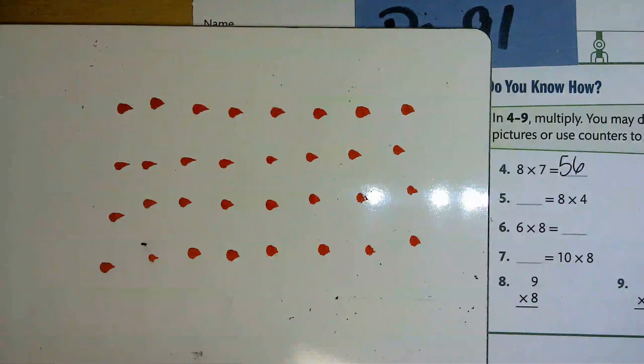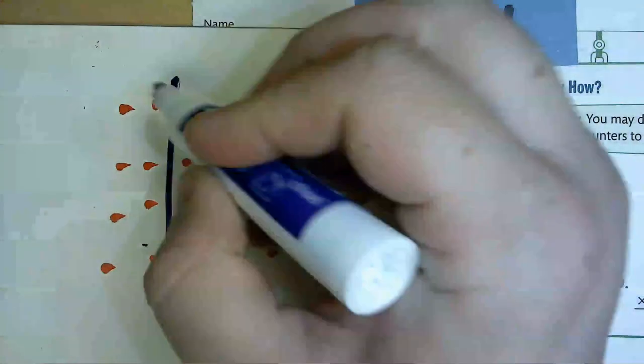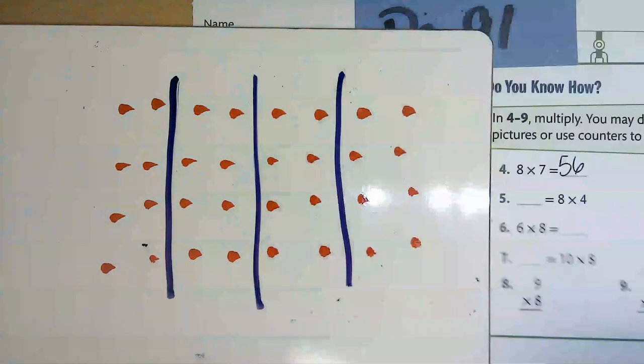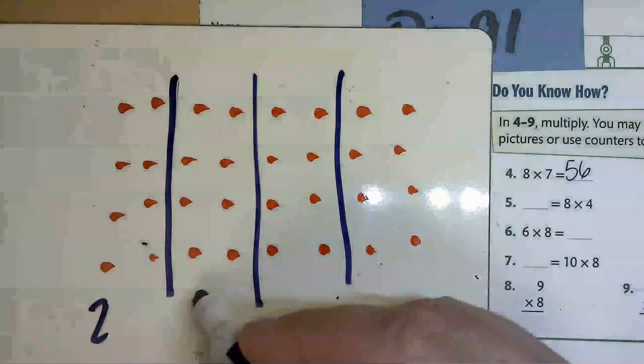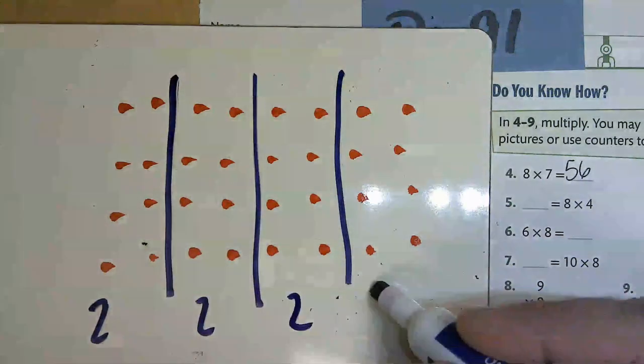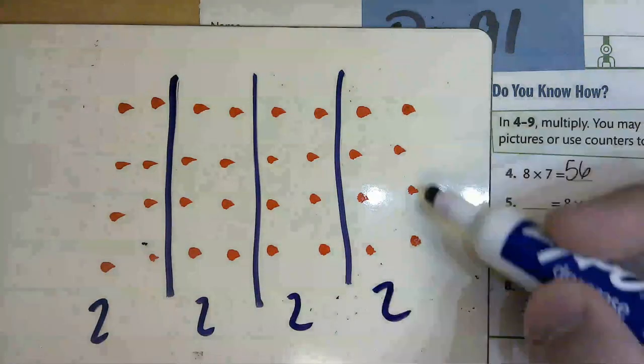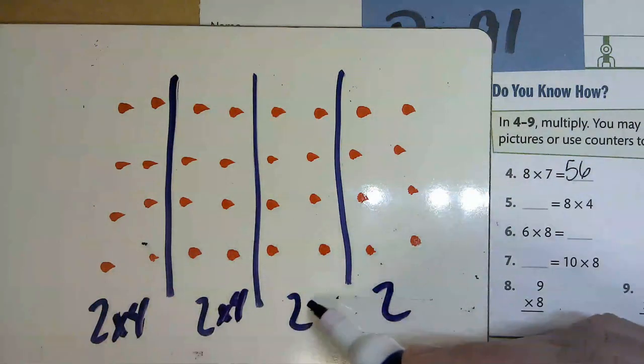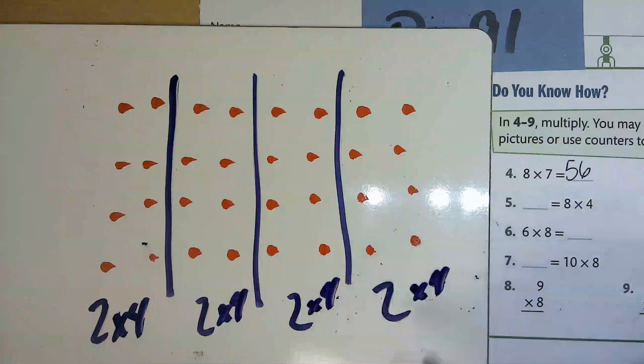Now I'm going to decide what I want to do. Last time I broke it into 2 groups. This time I'm going to try using my 2s. So 1, 2, 1, 2, 1, 2, 1, 2. I've got 2 in each of these. And then how many are there going down? 1, 2, 3, 4. Oh, so 2 times 4, 2 times 4, 2 times 4, 2 times 4.